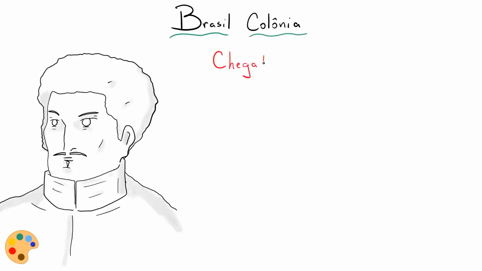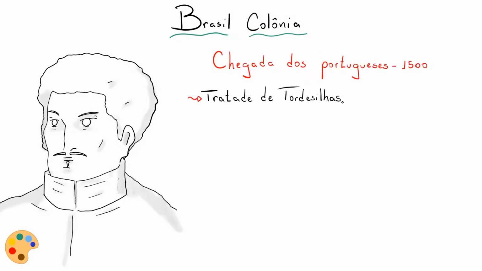Well, as you've already learned in history classes, the Portuguese landed here in Brazilian territory in the year 1500. However, before that, right, in the year 1494, the infamous Treaty of Tordesillas was signed.